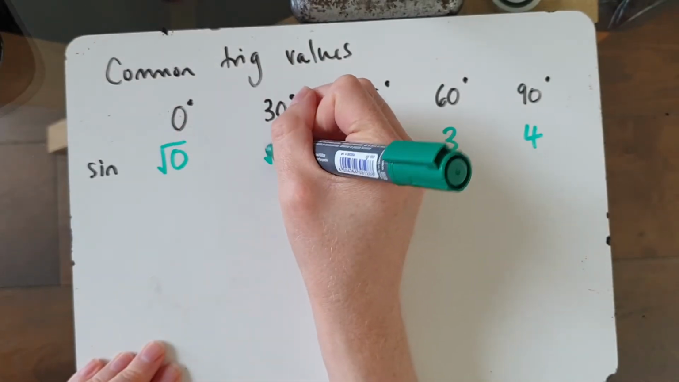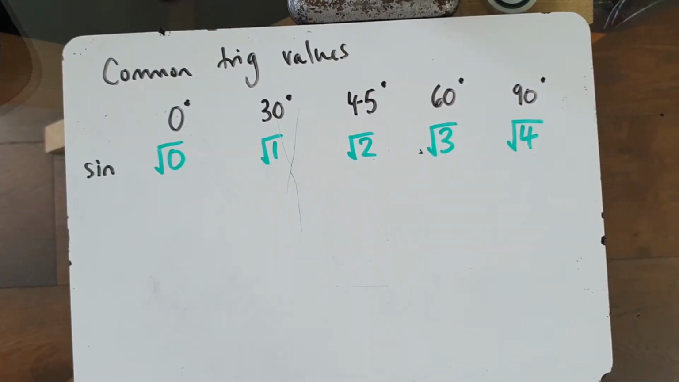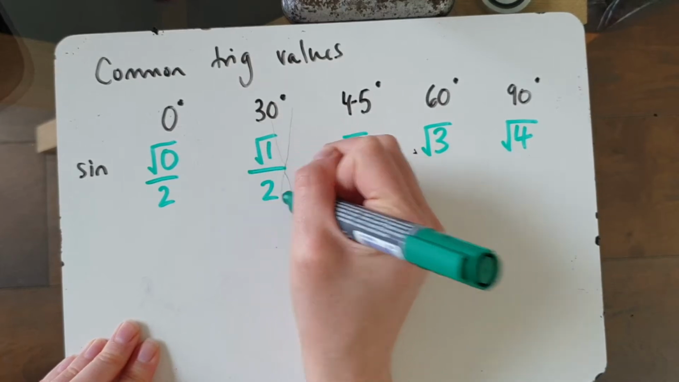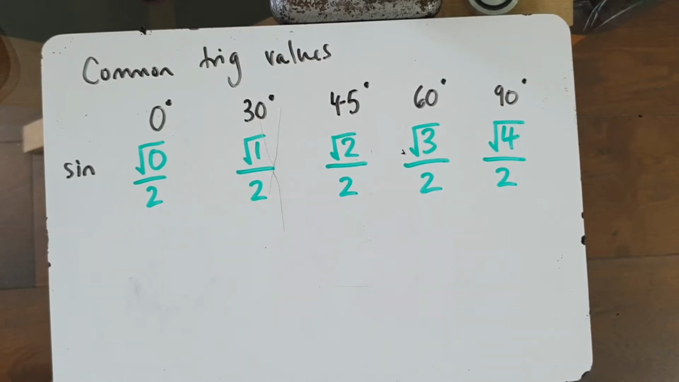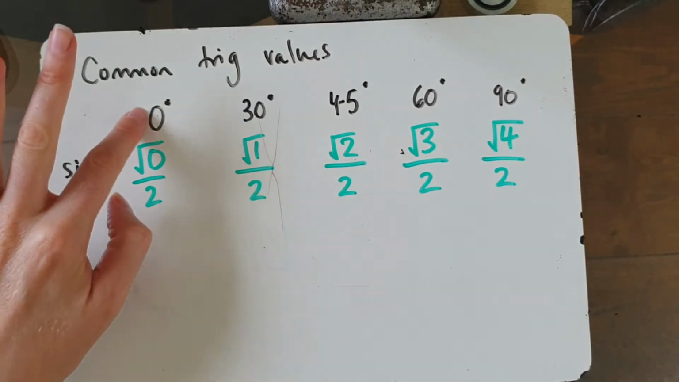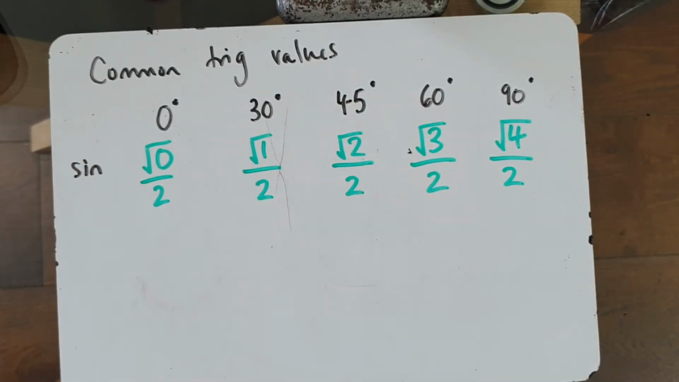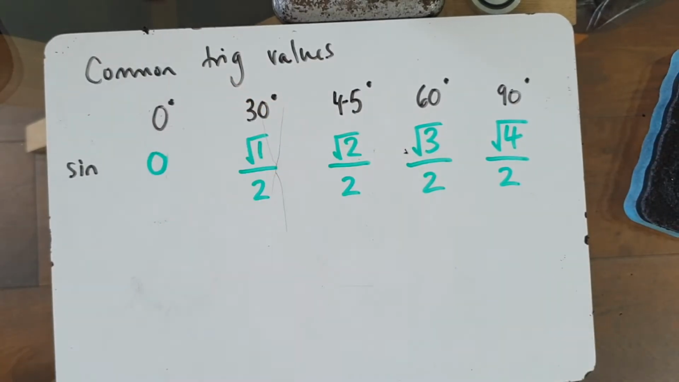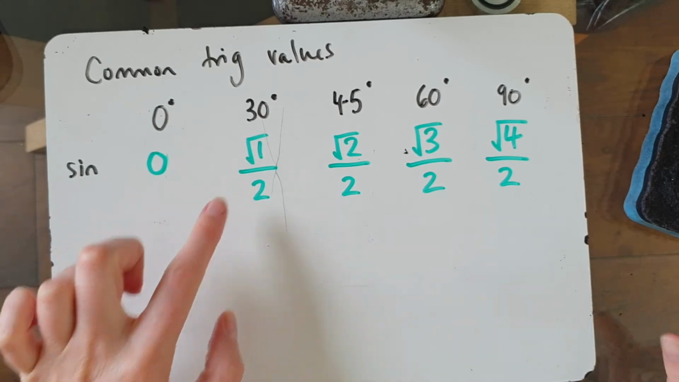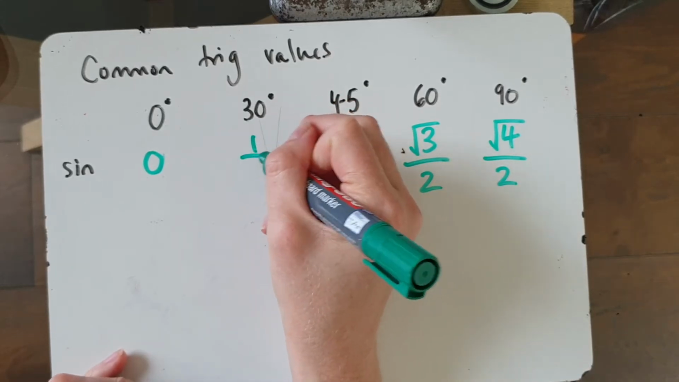Square root each of those numbers, and then divide by 2. Those are your values of sine of this angle, sine of this angle, sine of this angle, etc. However, we can obviously simplify some of these. Square root of 0 is 0. Divided by 2 is still 0. So this is 0. Square root of 1 is just 1. Over 2 gives us a half.